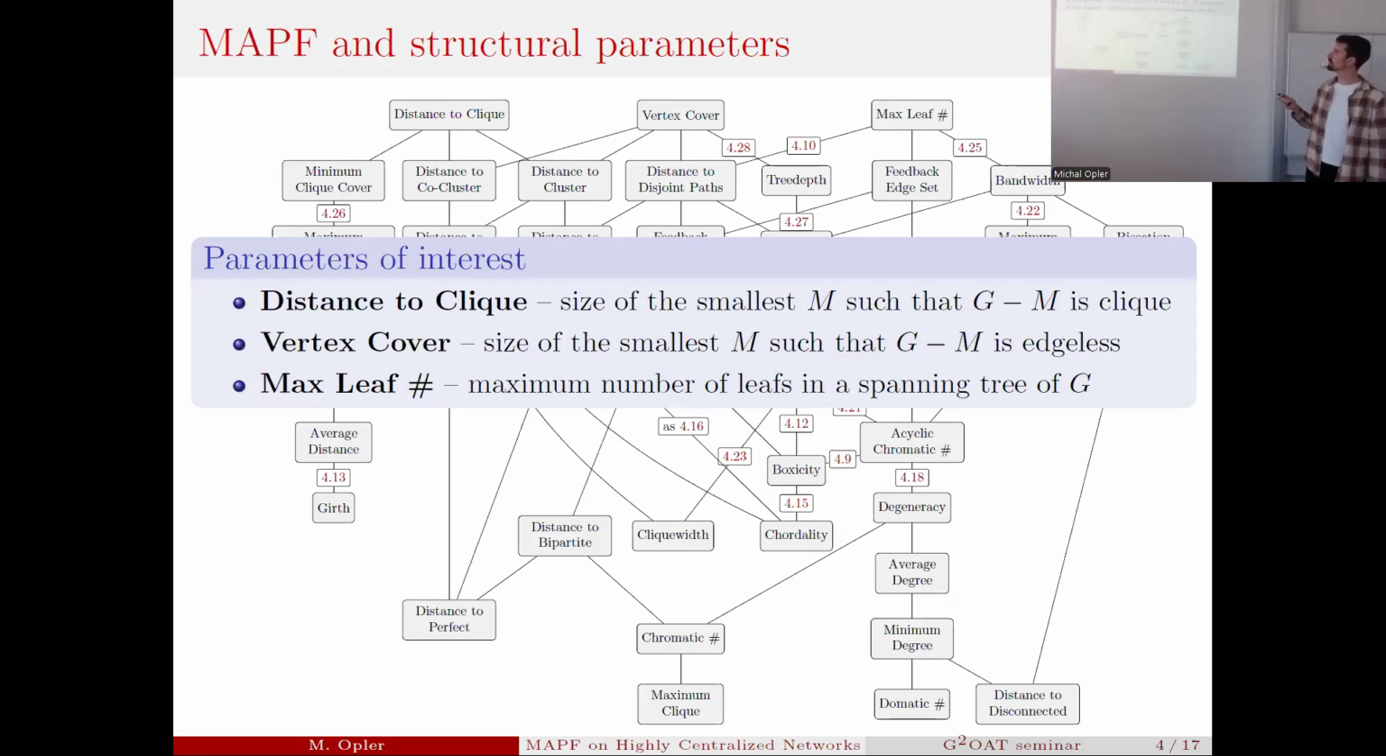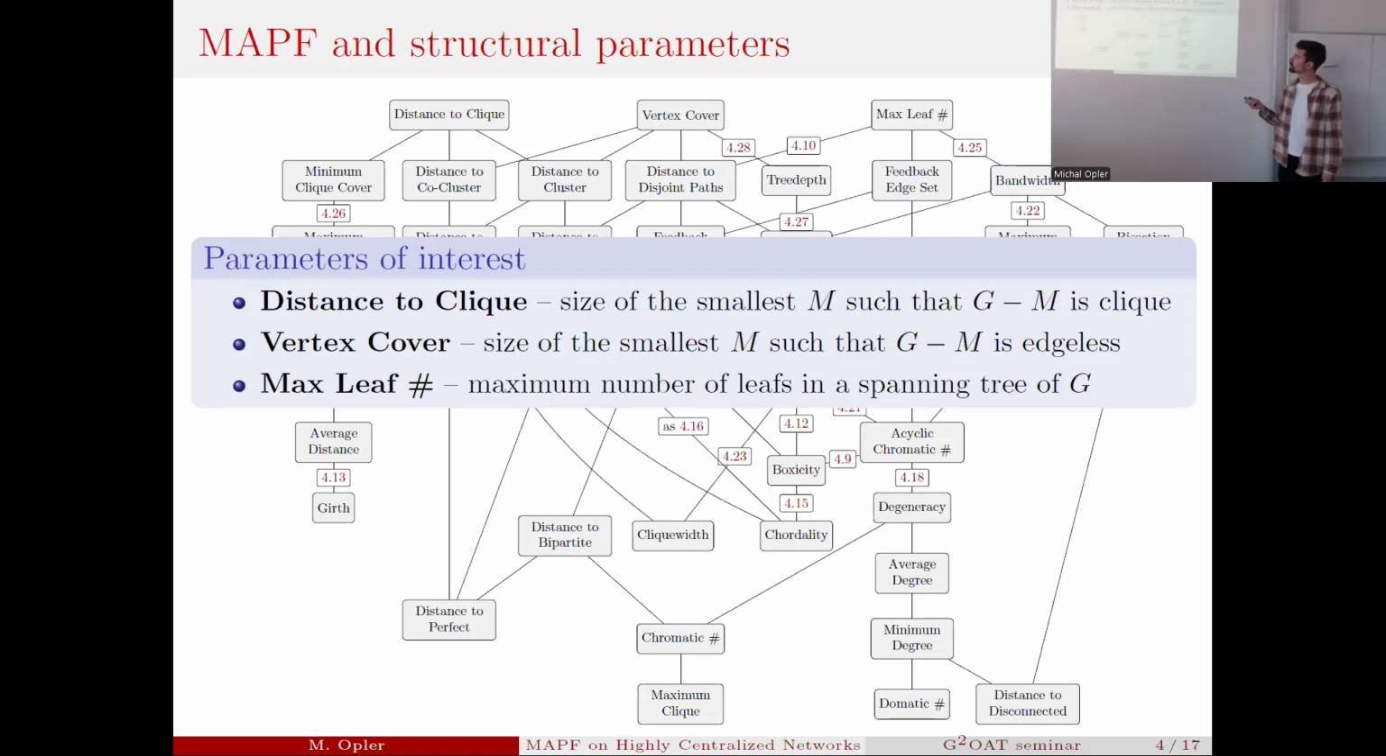So distance to clique is the size of the smallest set such that when we remove it, the graph induced on the rest is a clique, a complete graph. And vertex cover is the size of the smallest set such that when we remove it, the rest of the graph is edgeless. So the rest of the graph induces an independent set. Those two I assume you have probably heard about.